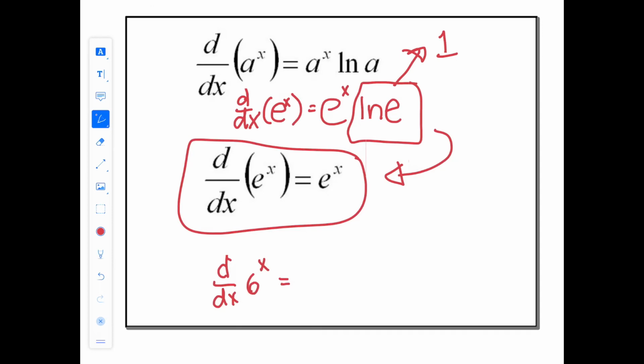What would our derivative of 6 to the x be? It would be itself, 6 to the x, times the natural log of 6. What would the derivative of 19 to the x be? 19 to the x times the natural log of 19.